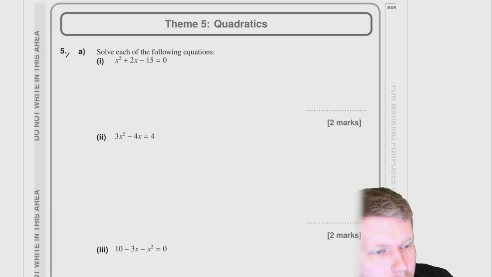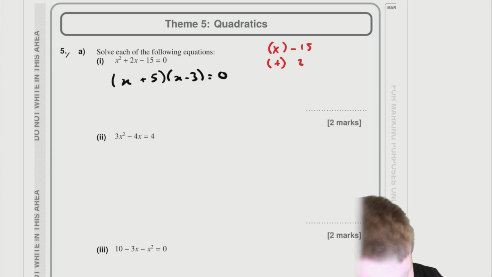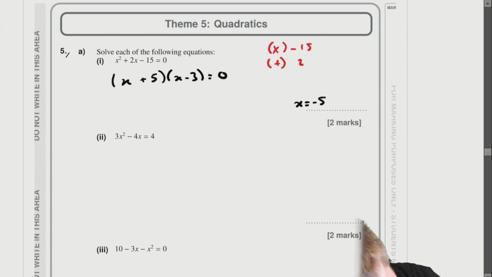So question 5A part 1 is just simply factorising. So it's going to be x, let's have a look, x plus 5, x minus 3, equals 0. Remember, you're looking for 2 numbers that multiply together to make negative 15 and which add together to make 2. So as a result, here you can solve it and you can find x is equal to negative 5 or x is equal to 3.